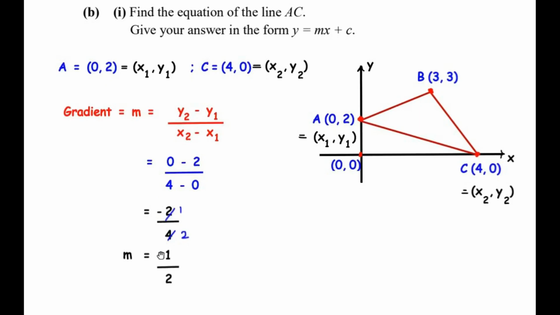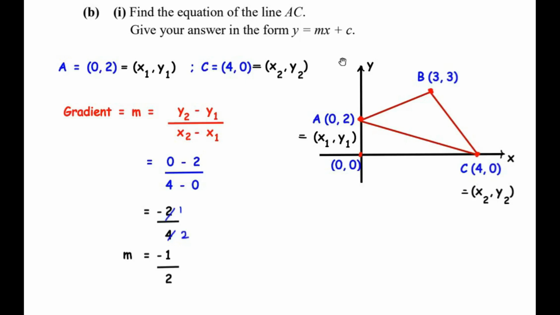Now once we have got the gradient, let us focus on the y-intercept. To find the y-intercept, we have two methods. If you have drawn the diagram this way, you can clearly see that the y-intercept, that is where the line cuts the y-axis, is at point 2. So directly we can substitute the value of c as 2. Or the second method is to make use of one of the two coordinates, that is A or C, and substitute them in this equation.